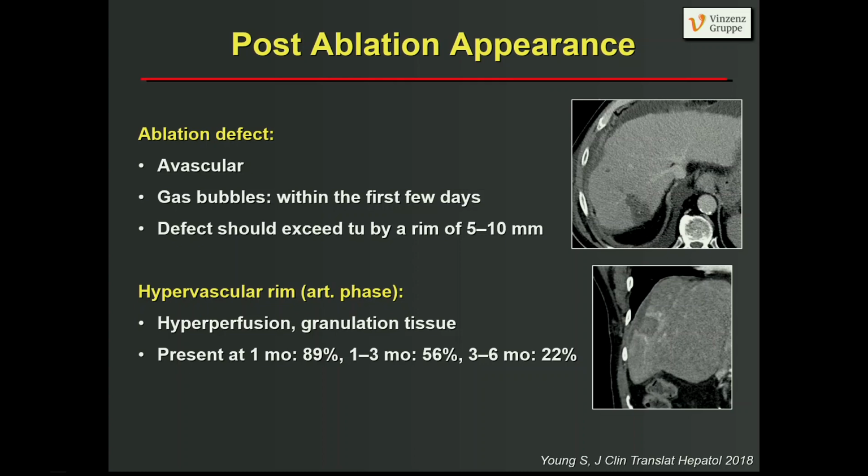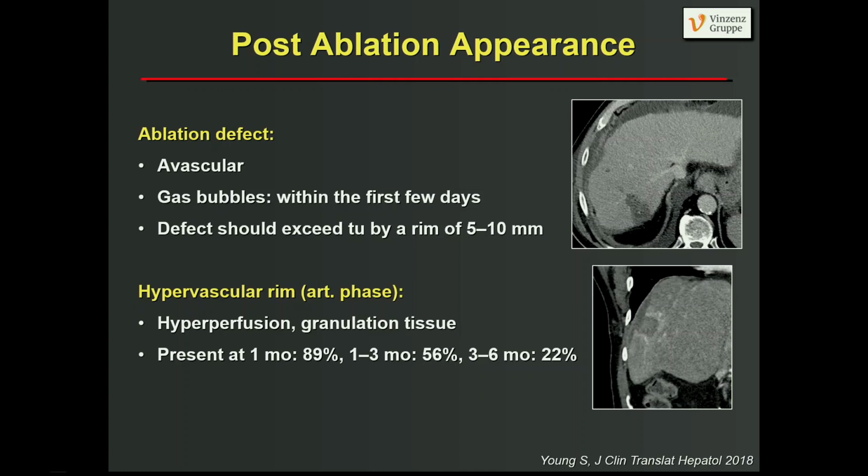A study has demonstrated the temporal evolution of this hypervascular rim. At 1 month after the intervention it is present in roughly 90%, and at 1 to 3 months still in more than half of the patients.